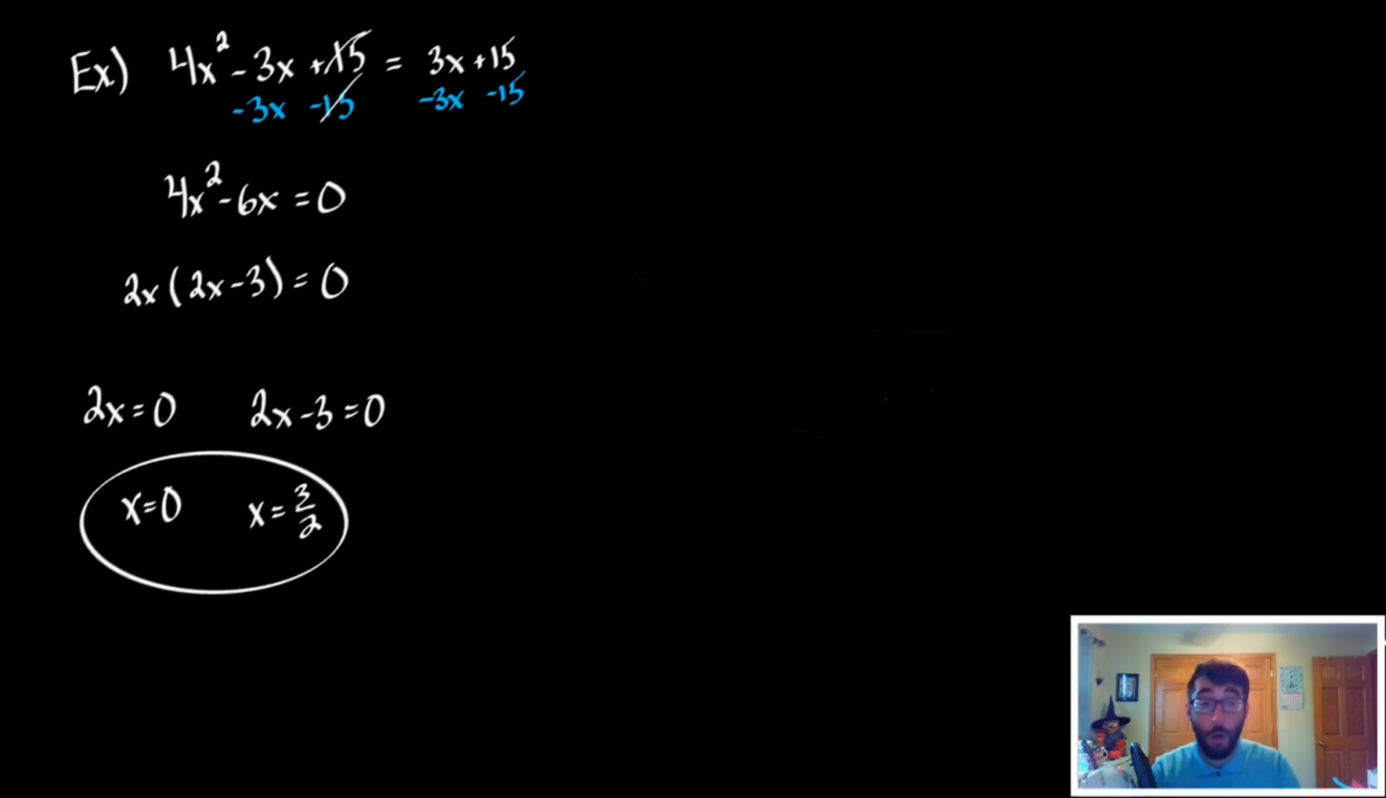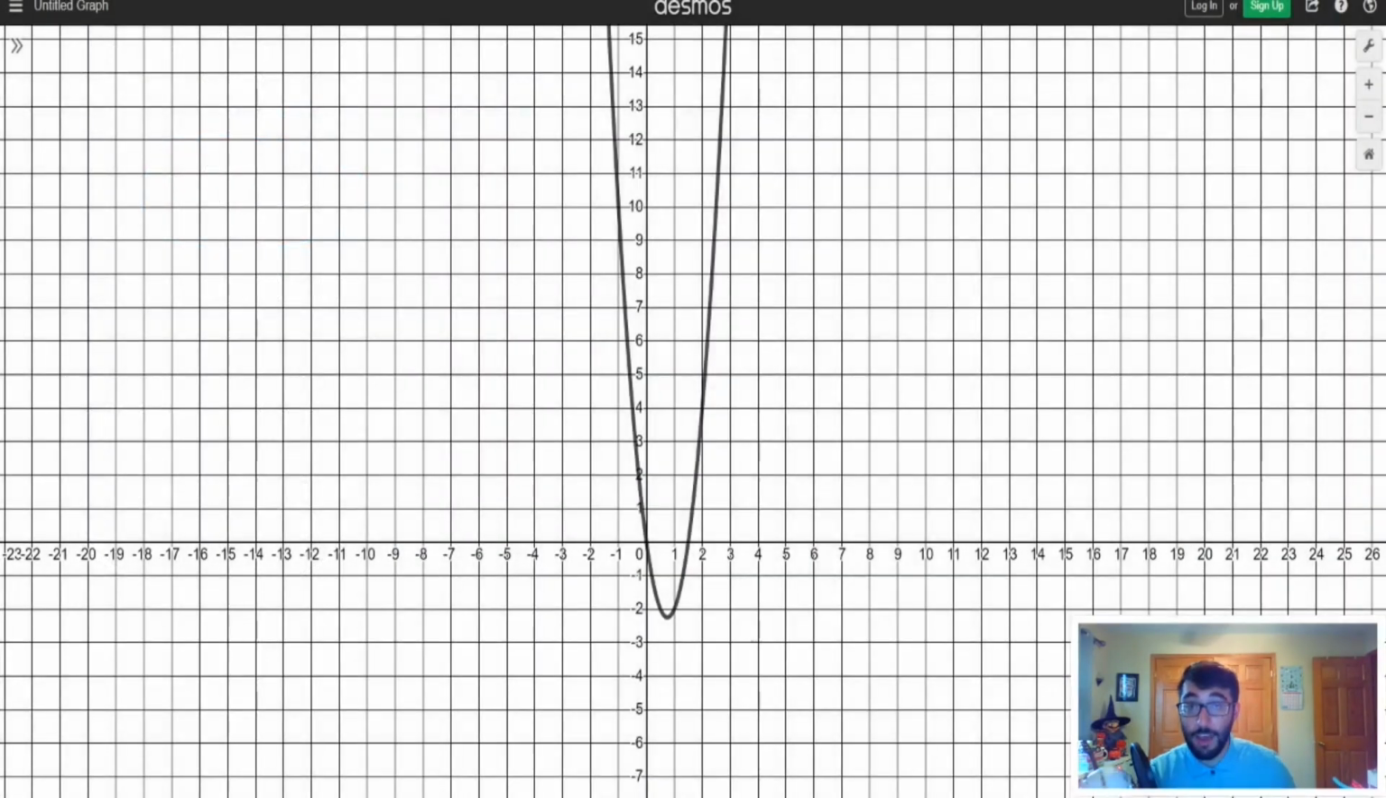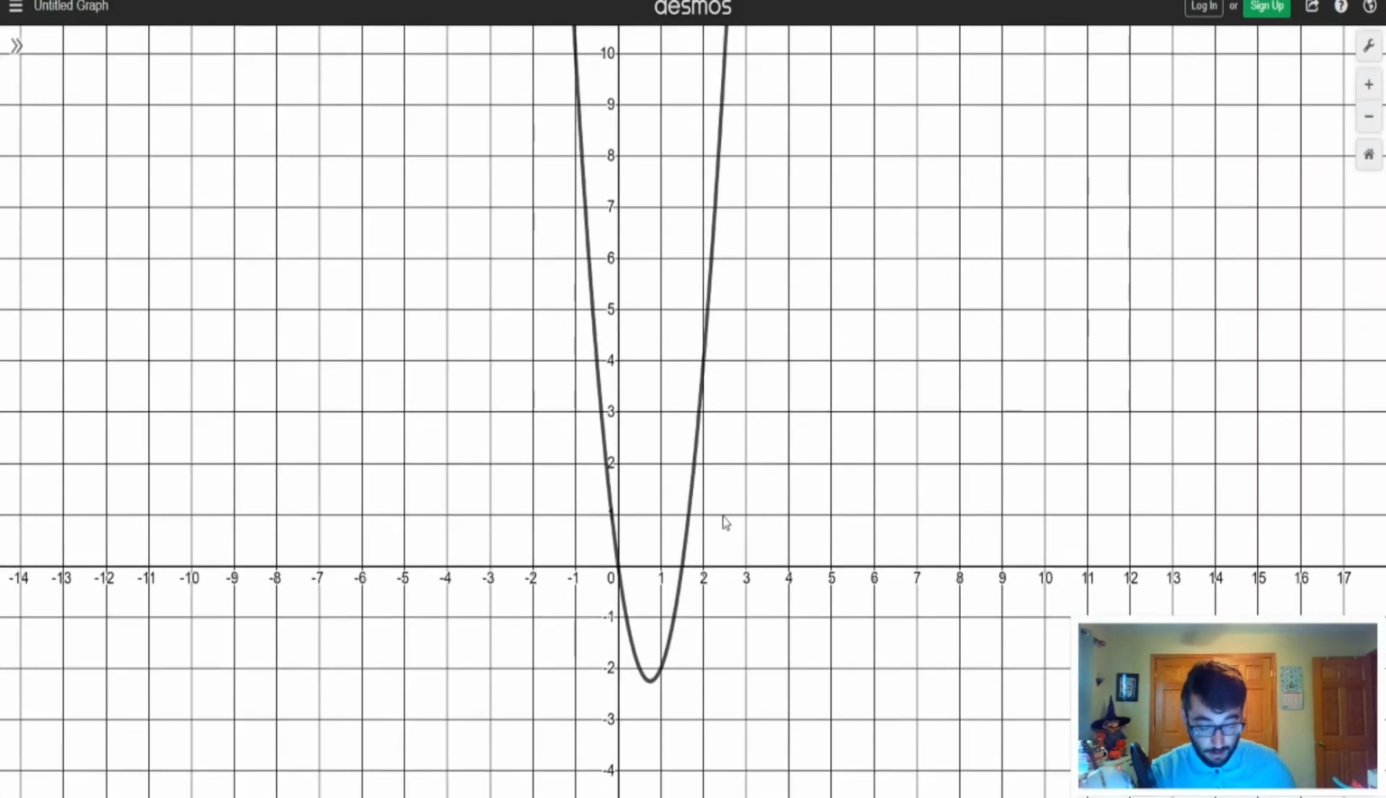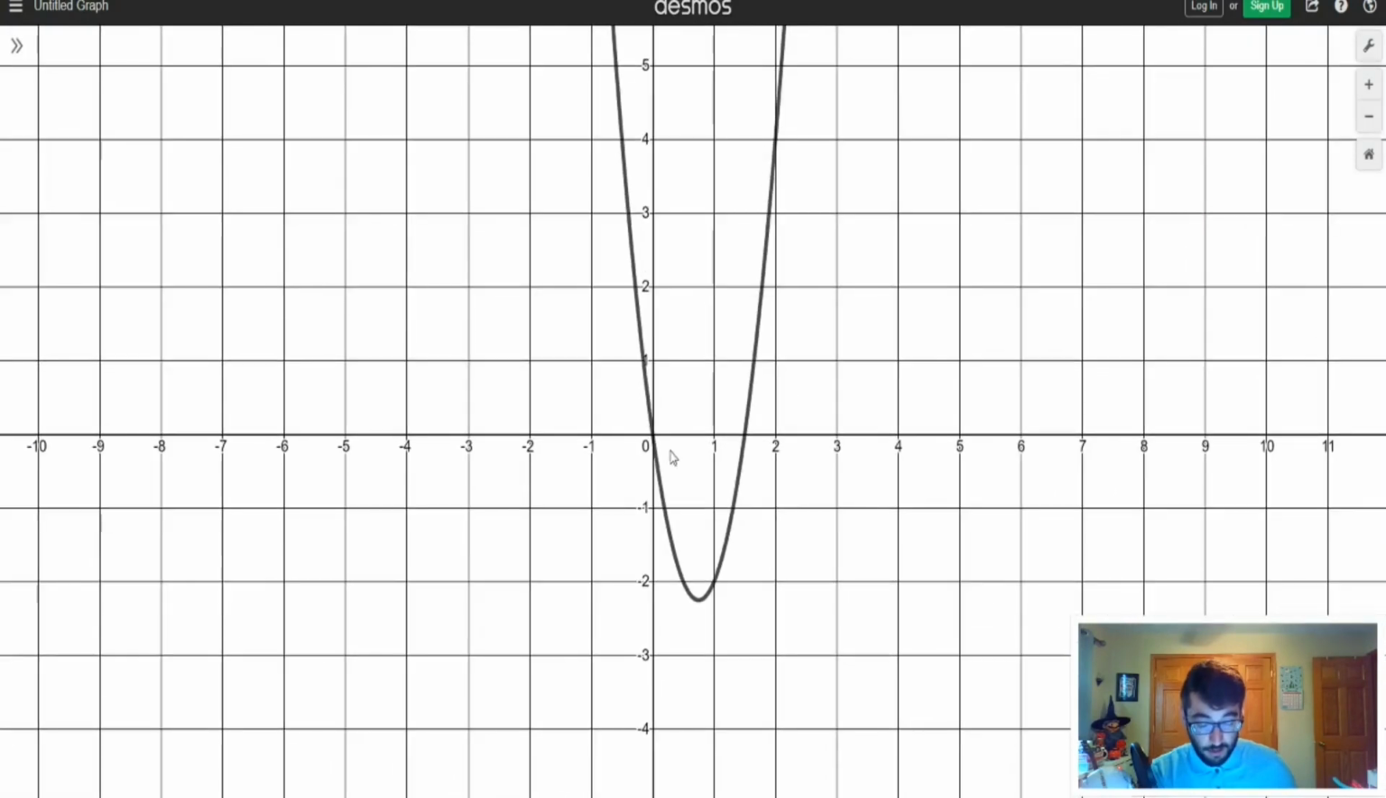And remember, what we're finding are the x-intercepts. So if I went ahead and graphed this particular equation here, we would end up seeing an x-intercept of 0 and 3/2. And that's exactly what we end up seeing here. Let me go ahead and zoom in just a little bit. So as we can see, we have an x-intercept of 0 and of 3/2, which is also 1.5, right? So remember what we're finding, the x-intercepts. So once you have factoring down, solving by factoring really is only one extra step.